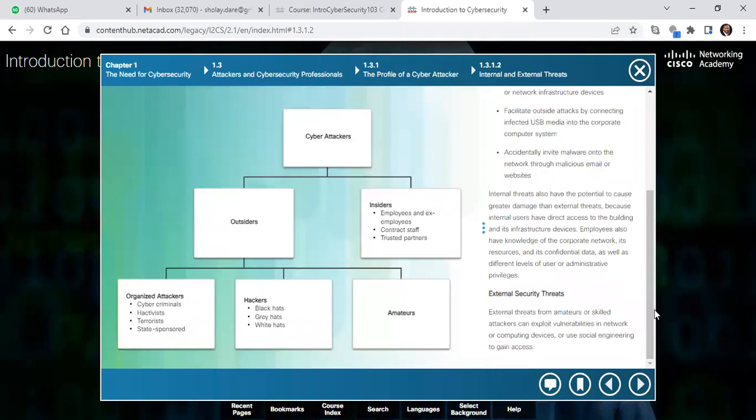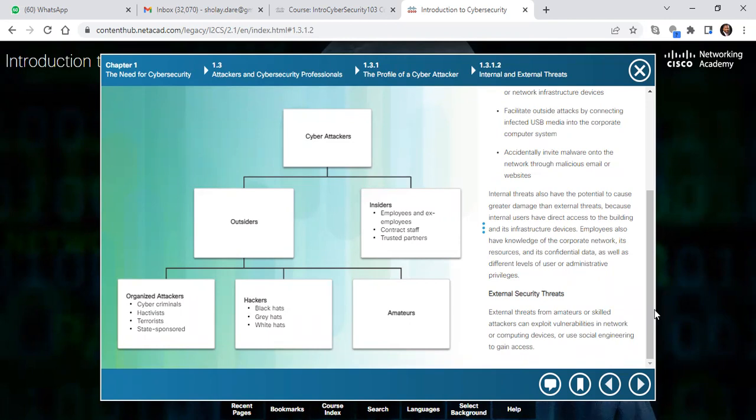So internal threats also have the potential to cause greater damage than external threats, because internal users have direct access to the building and its infrastructure devices. Employees also have knowledge of the corporate network, its resources, and its confidential data, as well as different levels of user or administrative privileges. So that is one. Then let's look at the external security threats.